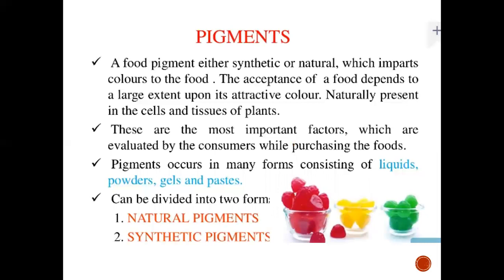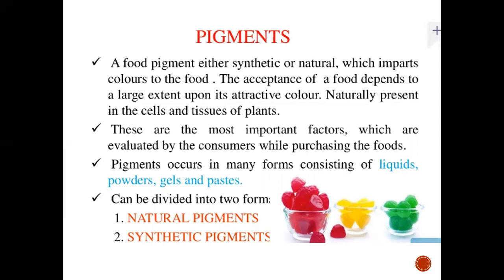Now let's move on to the next part, that is pigments. A pigment is something which imparts color to foods. Naturally, whenever we eat foods, we give a lot of importance to the color, right? Like how your curry should look, how an apple should look. Our picture of a food is mainly the color of the food. So pigments are something which impart those colors.